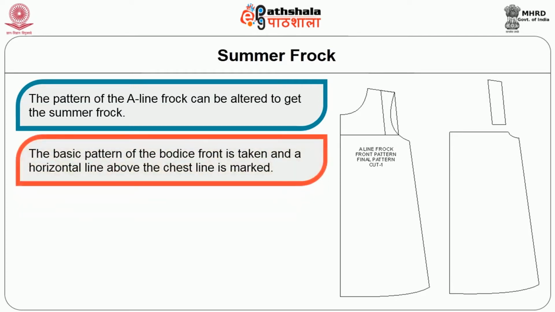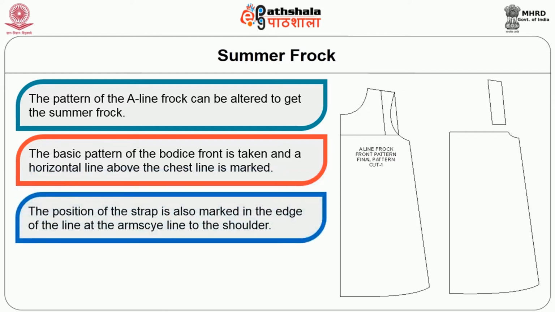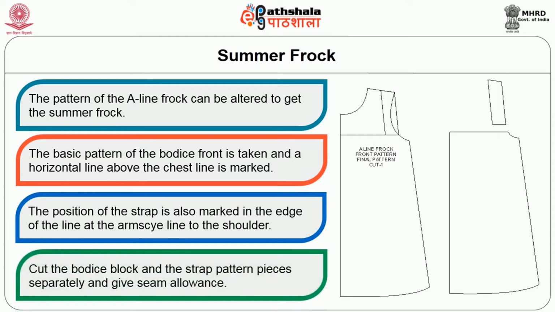The basic pattern of the A-line frock, that is the body's front, is taken and the horizontal line about the chest line is marked as shown. The position of the strap is also marked in the edge of the arm side line to the shoulder line as shown. Cut the body's block and the strap pattern separately and give seam allowances.